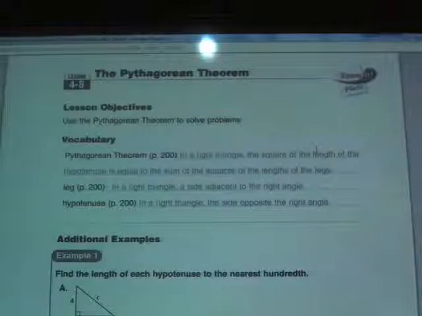That's called the hypotenuse. And what the theorem says is that if we square the lengths of those two sides that make up the right angle, that's going to be equivalent to that hypotenuse, that third side, squared. That's all the theorem says. And that's what we'll apply here.